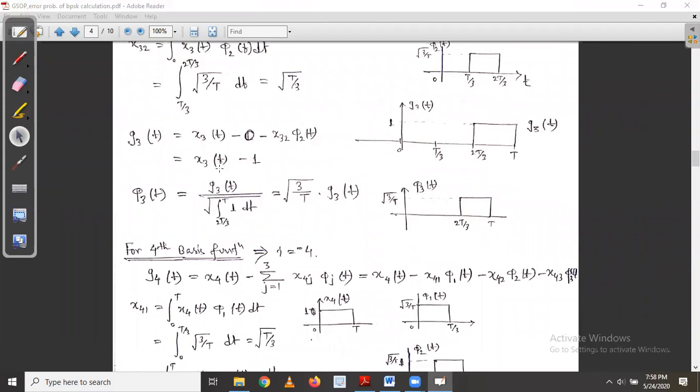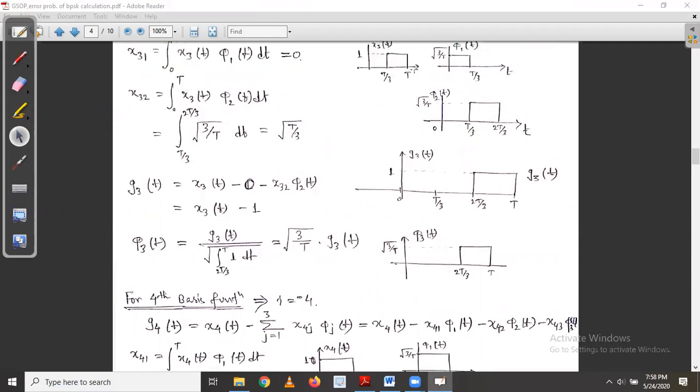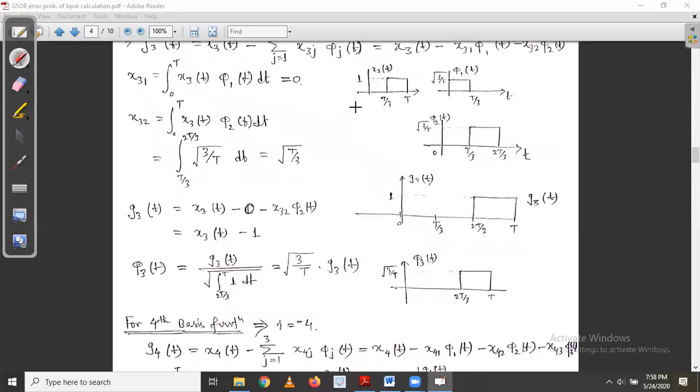x3t is given in the numerator minus 1. x3 is here minus 1. That is your g3t. Okay, x3t is actually written in this way, 0 to t, in between t by 3 to t. So x3t has value in between t by 3 to t in this range, that is the x3t.